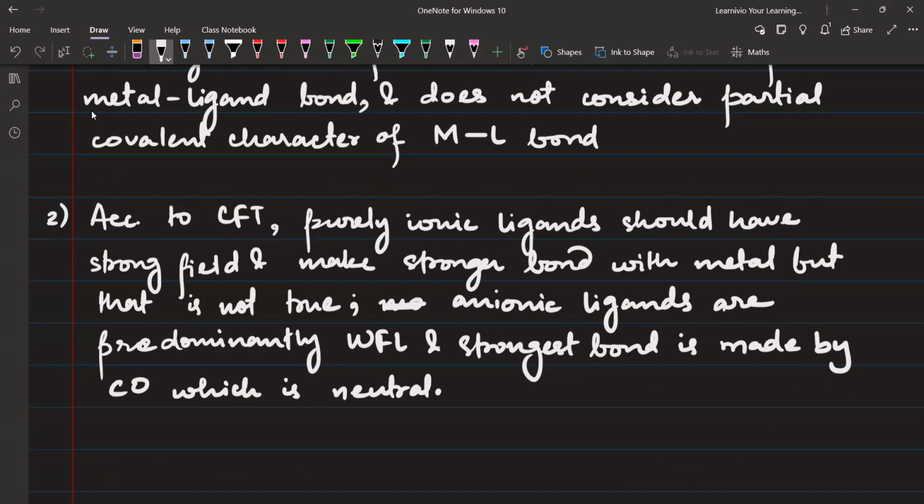Raise your hand once you're done. Waiting for Siddhika and Harsha. Everyone is done.